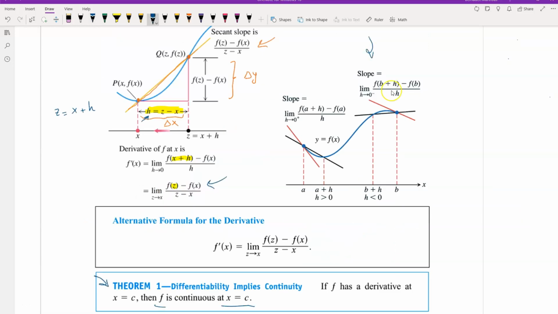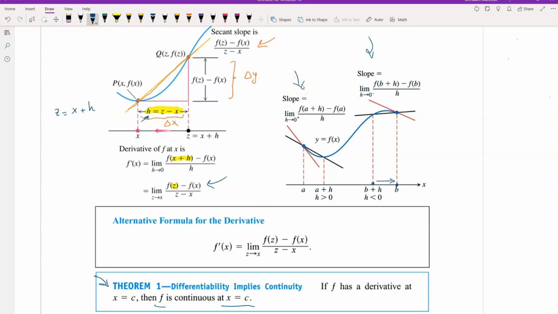Now here on this part, the slope of this tangent line is equal to the limit as h approaches 0 from the left. So here this point is b plus h, and here h approaches 0 from the left. So here we have b plus 0. So our limit as h approaches 0 from the left of f of b plus h minus f of b divided by h, that is our slope.